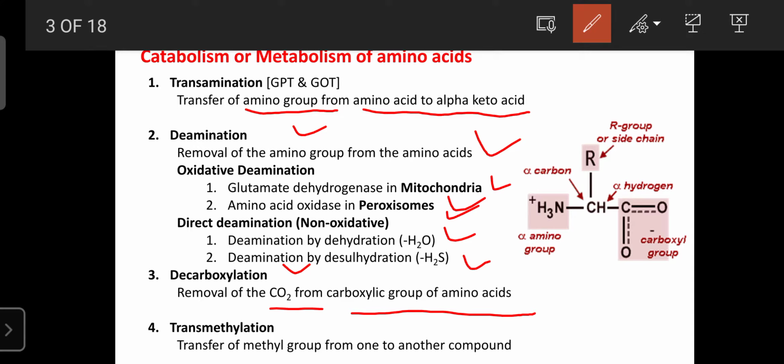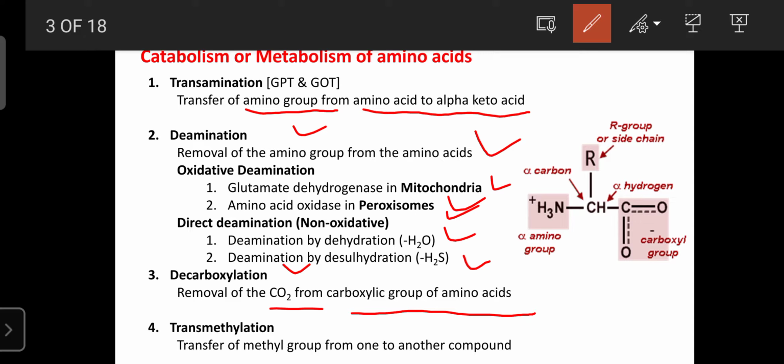So next one regarding transmethylation, that is the transfer of a methyl group from one compound to another compound or amino acid. Such catabolic reactions of amino acids are known as transmethylation. So like that, there are four mechanisms and four reactions.